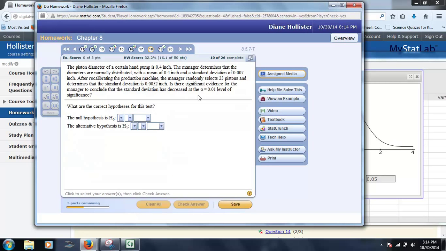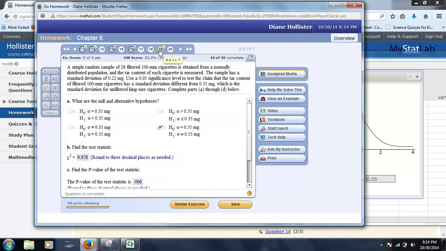This particular question, if you read carefully, is asking us to determine if the standard deviation has decreased. So this is a problem where you would be using, again, a chi-squared, and we're determining whether the standard deviation has decreased. Number 21 is also a standard deviation problem. We're looking to see if it has a standard deviation different from the standard. When it says different from, or is there a difference between, it's an equal, not equals case.